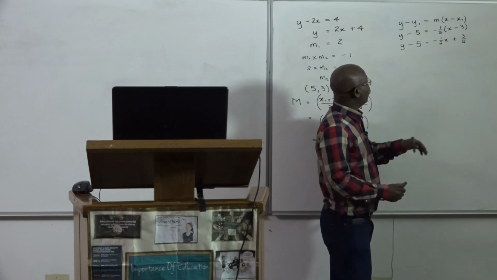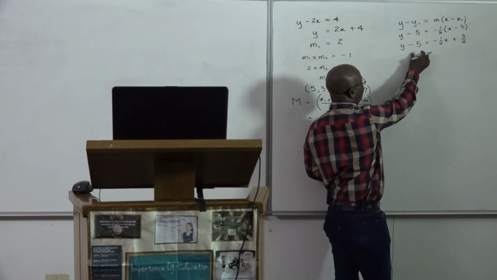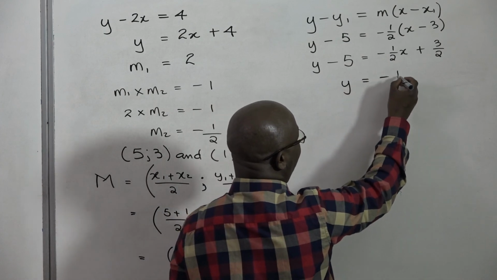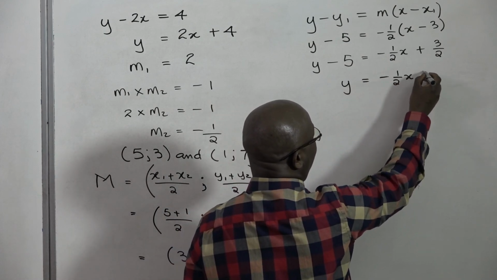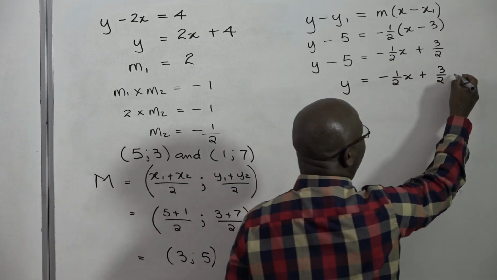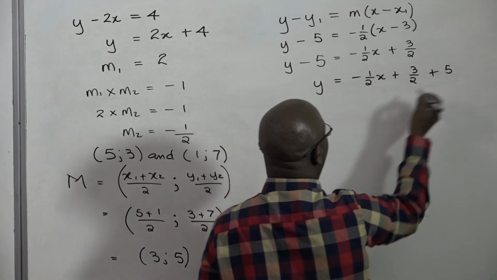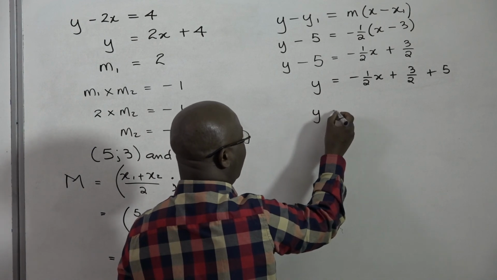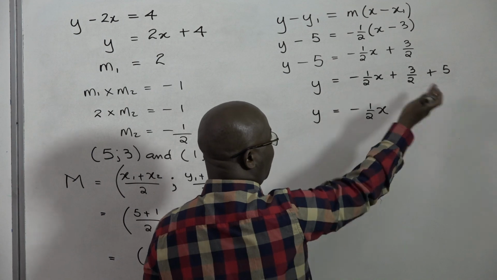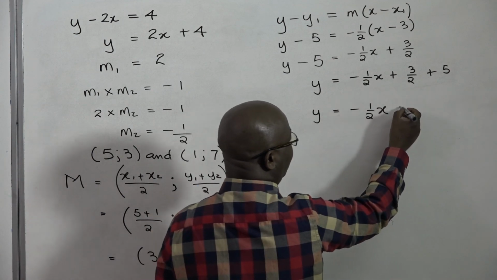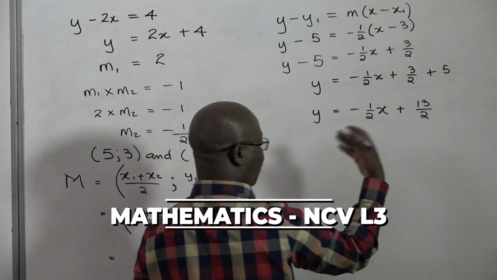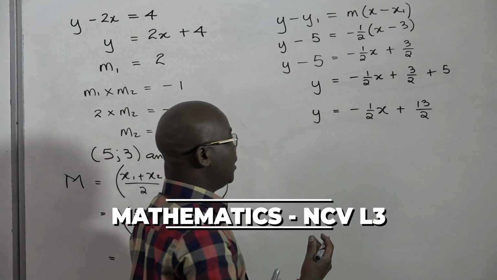So now from here, we transpose the minus 5. So it becomes y is equal to minus 1 over 2 x plus 3 over 2, and then the 5 becomes a positive 5. This becomes y is equal to minus 1 over 2 x plus, you can punch that in your calculator, 13 over 2. You can leave it like this if you so desire.